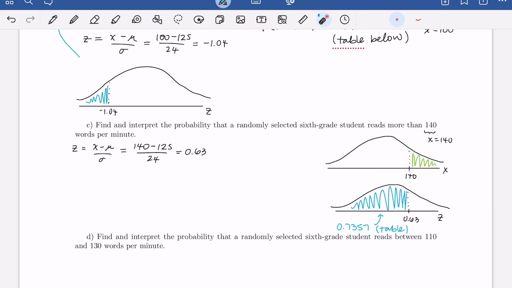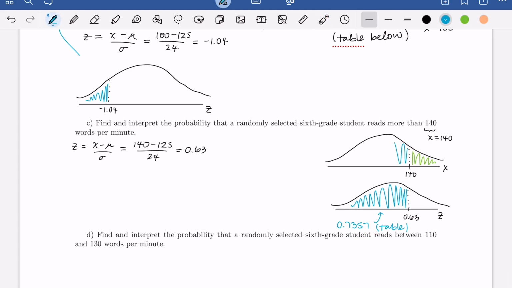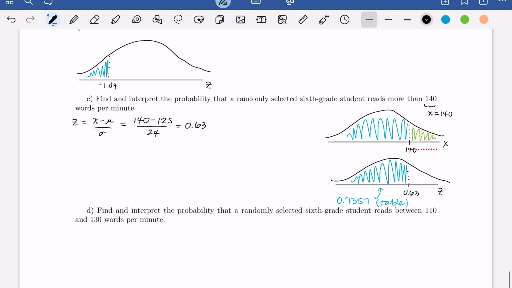All right, now remember, we're trying to find the probability that a randomly selected sixth grade student reads more than 140 words per minute. So this 0.7357, which also corresponds to what we have up here, is everything to the left of 140. Everything to the left of this value would be everything that's less than reading 140 words per minute. So what I mean is, we currently have the probability that x is less than 140 words, and that is given by 0.7357 from our table. That's the area under this normal curve.